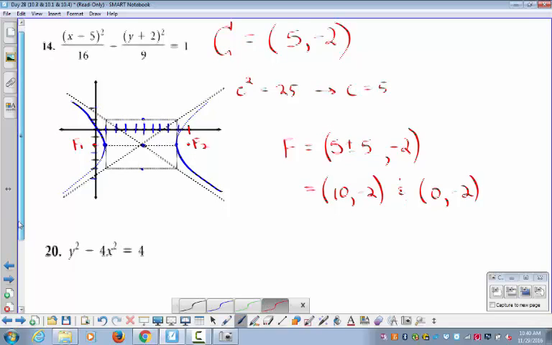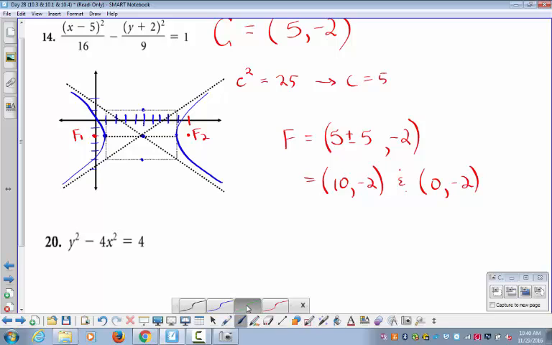And then the asymptotes, which a lot of folks find the most complicated part. But I don't think so. Right, so instead of y equals mx, we're going to do y plus 2 is equal to, let's see, what are the slopes of those lines going to be? Plus or minus up 3 over 4. Not 16 over 9, but the square root of 16 over the square root of 9.